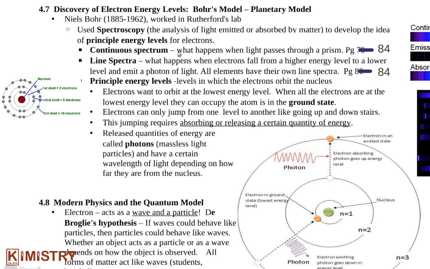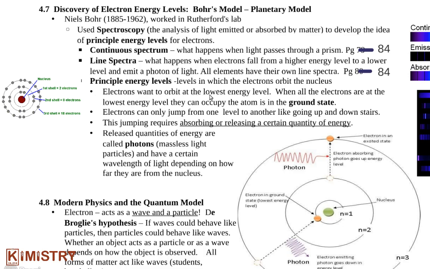There's things you need to know though. The continuous spectrum, what happens when light passes through a prism, that's like the rainbow. Line spectra, what happens when electrons fall from a higher energy level to a lower level and emit a photon of light. All elements have their own line spectra. It's like the fingerprint of the element. And the principal energy levels are levels in which the electrons orbit the nucleus. Now I'm going to show you some pictures about all this.